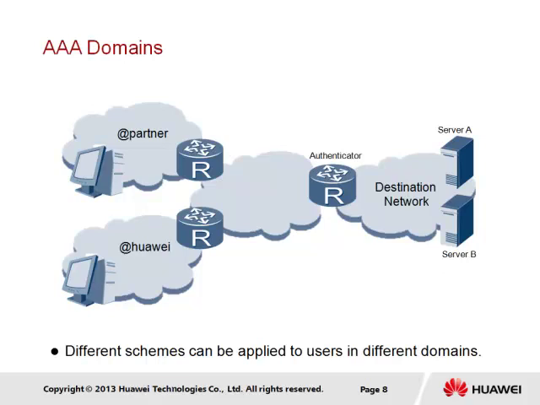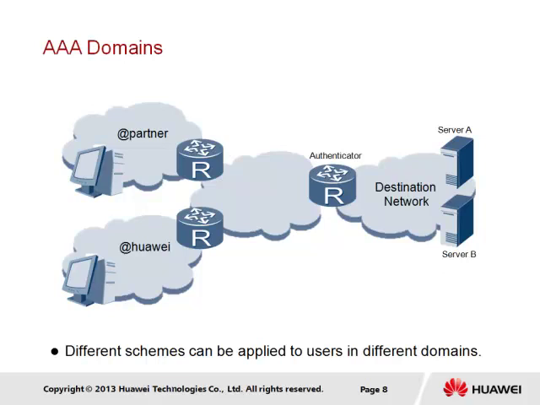given domain. The domain itself is identified through a character, which is commonly represented by the alias character. However, other characters can also be used to distinguish the domain name from the individual username. We show here two domains in the form of the Huawei domain and the partner domain.